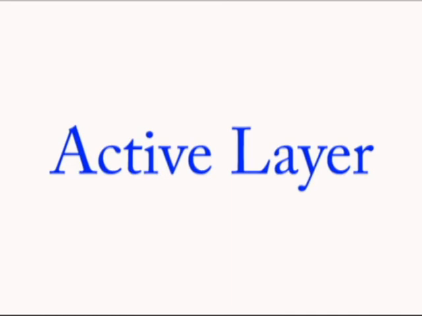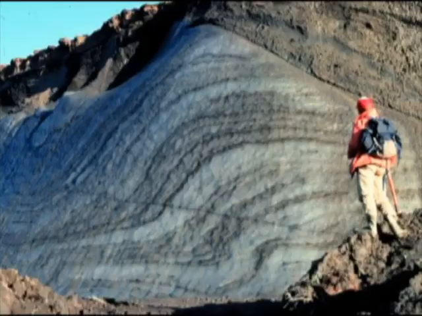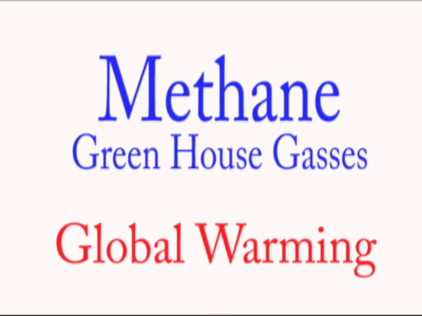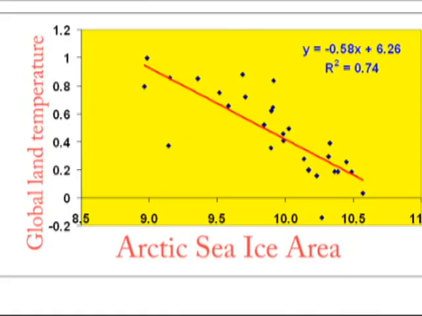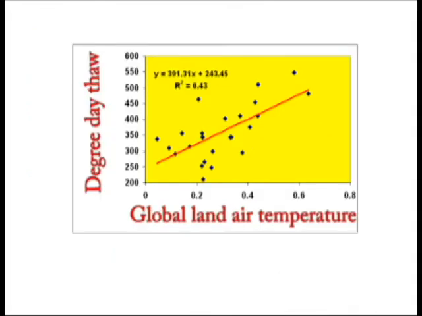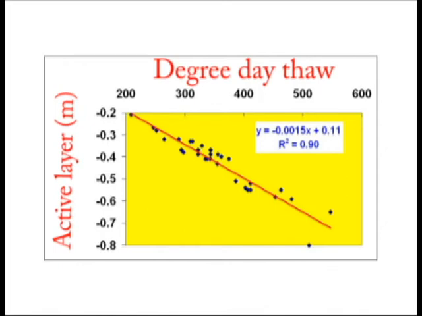Another factor that was studied in this research was active layer. The active layer is the top layer of permafrost that thaws during the summer, then freezes during winter. Permafrost contains methane, that is one of the greenhouse gases that causes global warming. The warmer the weather, the thicker the active layer. The Arctic sea ice changes influence active layer thickness through a chain relation process, as you will see.